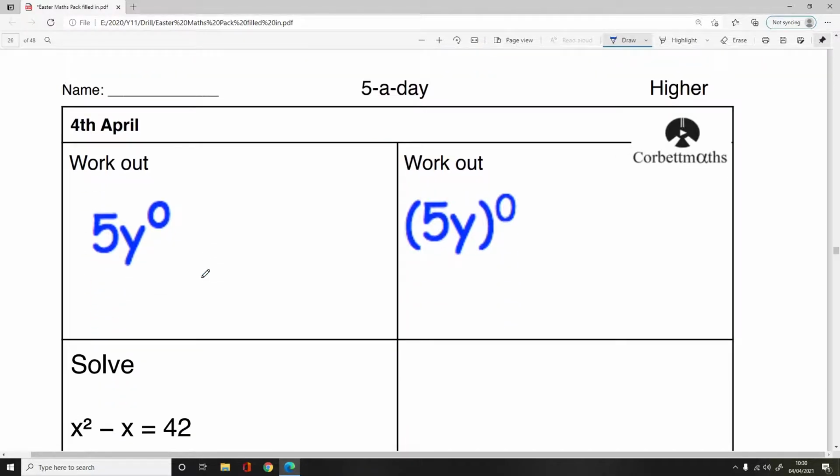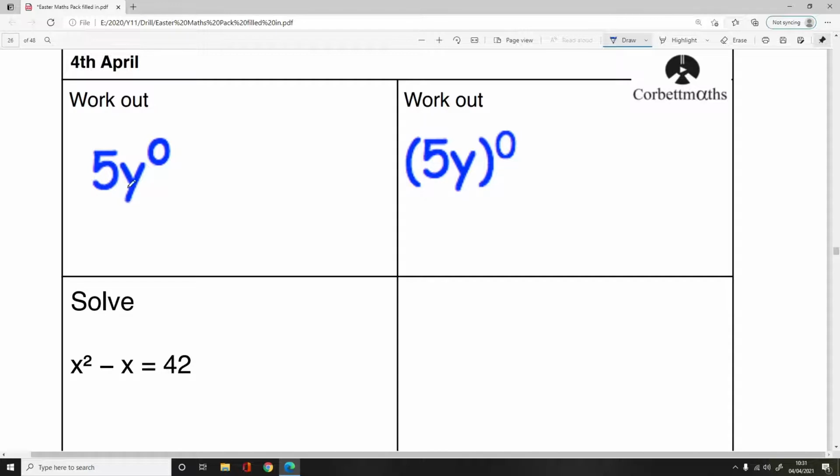Okay, a bit more indices for higher. Work out 5y to the 0. Well, we know that anything to the power of 0 is 1, but it's only y that's to the power of 0. So this is 5 times 1. This is 5. Whereas this one, the whole thing is to the power of 0, so the whole thing is just 1. Important distinction there. So the brackets mean that all of this is to the power of 0. Okay.